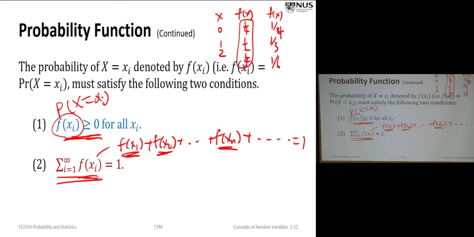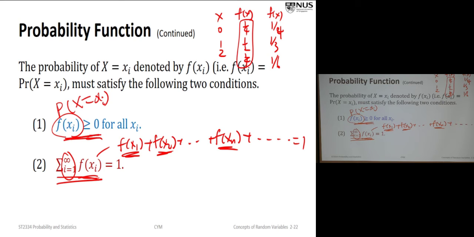Add up what? Add up all these probabilities corresponding to the whole set of values for this random variable. All right? Remember, it's all the x, x1, x2 up to x infinity.